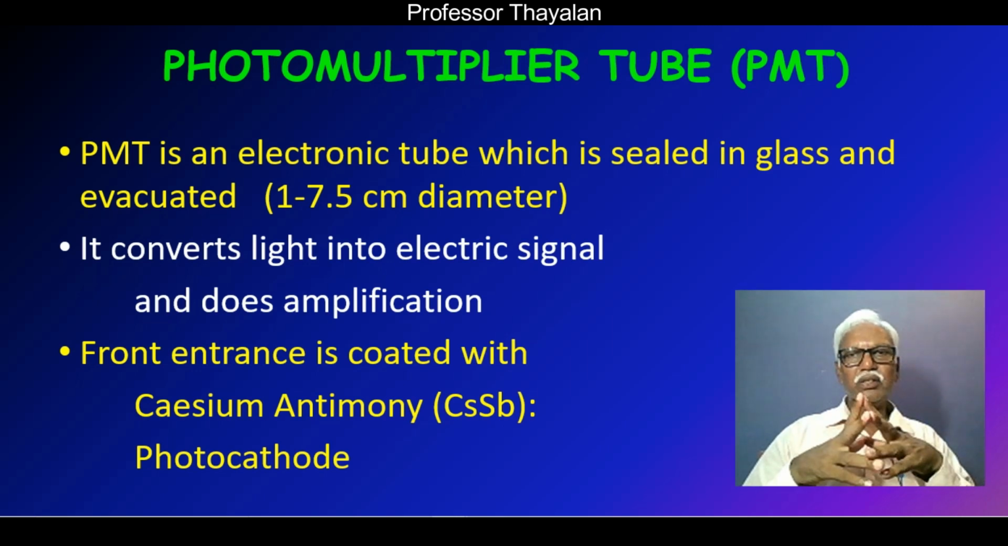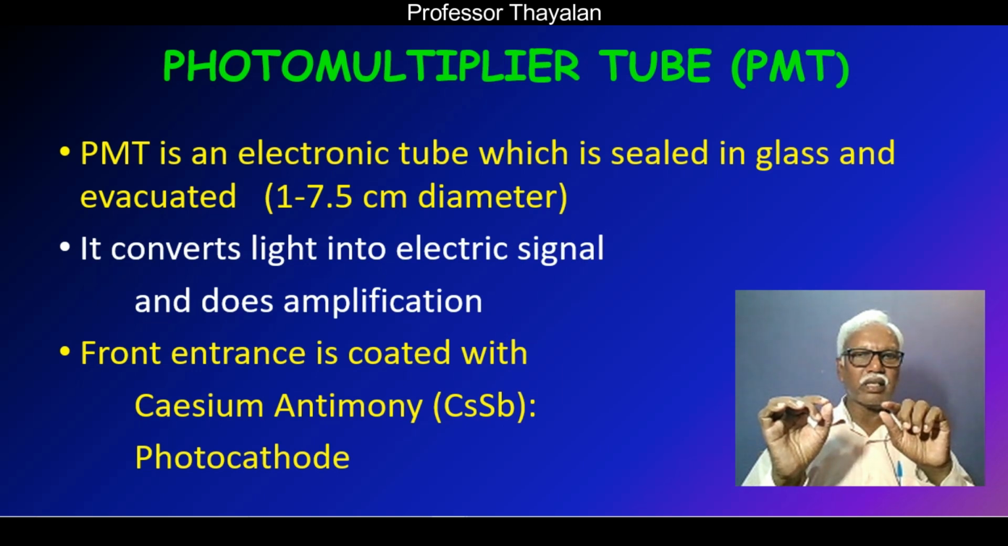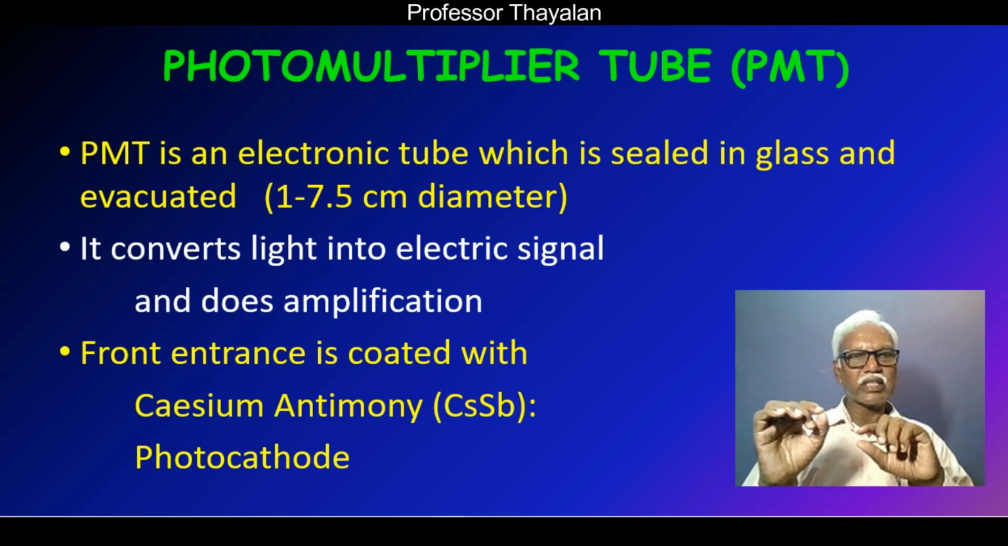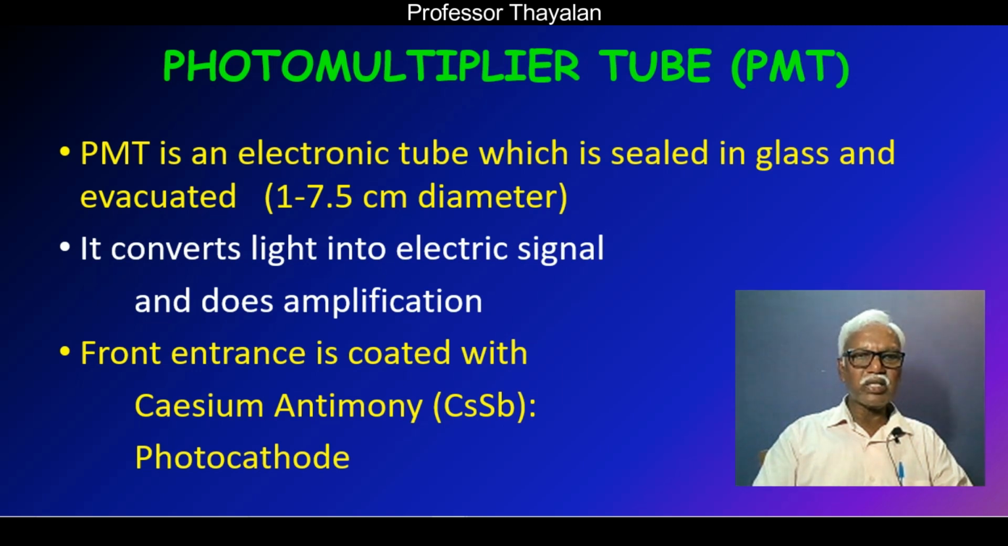It is an electronic tube which is sealed in glass and also evacuated. What is the dimension? 1 to 7.5 centimeter diameter. What it does: a photomultiplier tube converts light into an electric signal. In addition, it also does amplification. That means it performs both works. The front entrance is coated with the cesium antimony photocathode.